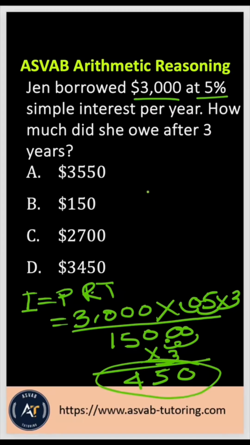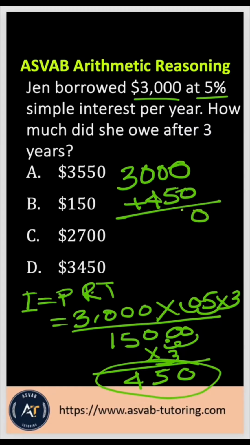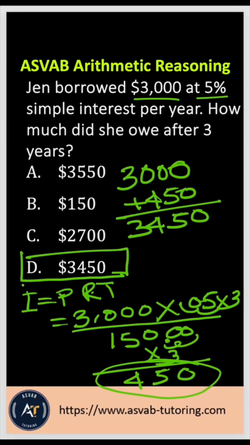Now you have to add this interest with the principal. So let's do that here, so that you have 3,000 plus 450. So add them up. So 0, 5, 4, 3. So the correct answer is option D.